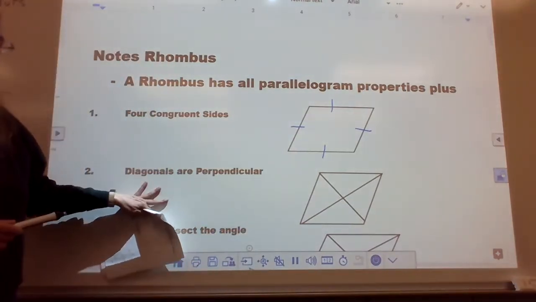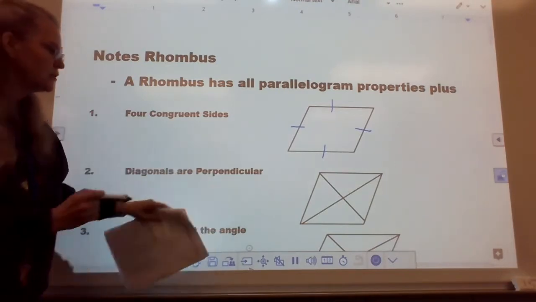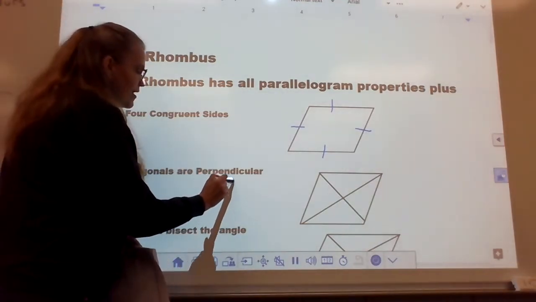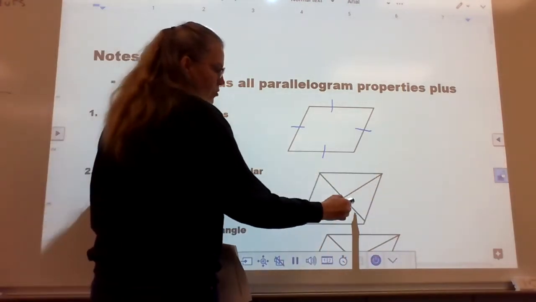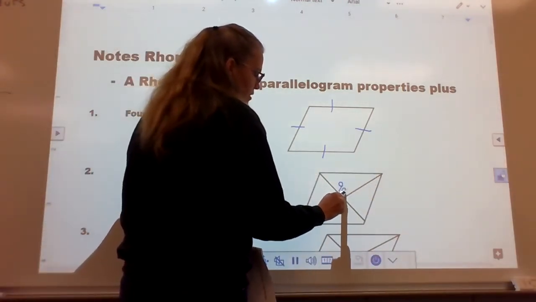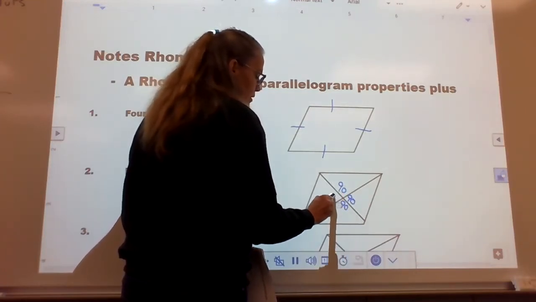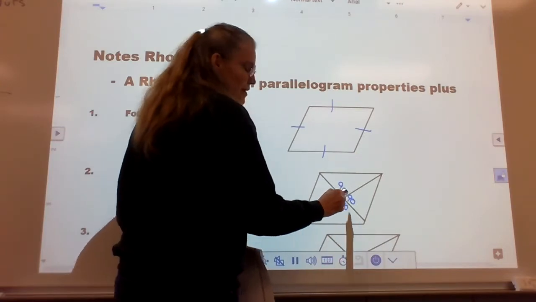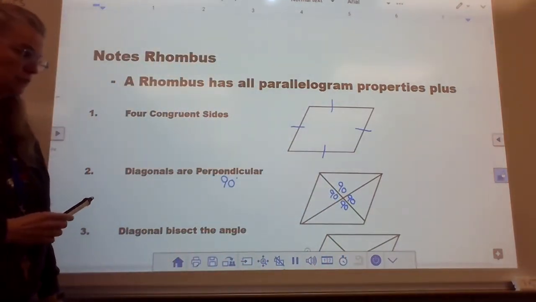We also know the diagonals are perpendicular. So if you remember, perpendicular means right angles, 90 degrees. So these diagonals are always going to form 90 degrees in here. No matter what, if you have a rhombus, it's 90 degrees in the center there. 90 degrees, no matter what.